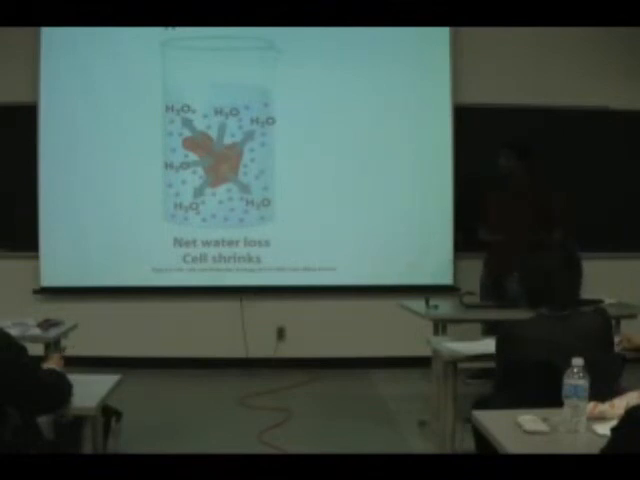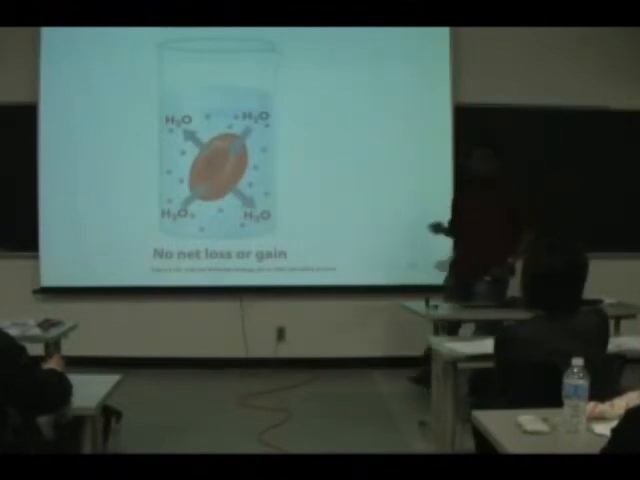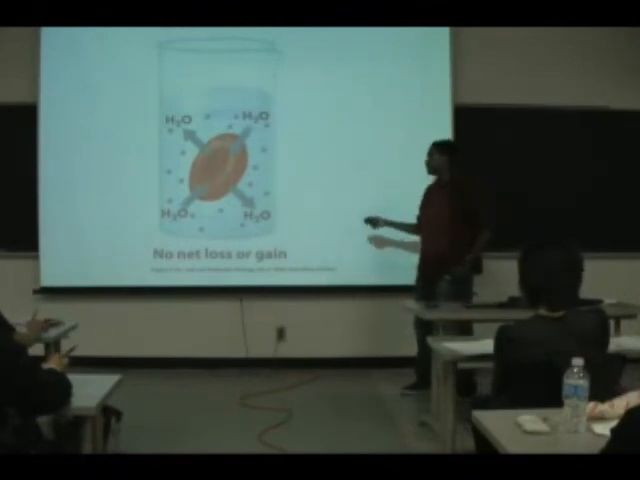Okay, we have other examples, such as this, which is isotonic. What does isotonic mean? Is the water not moving? It's moving in at the same rate that it's moving out. So it's isotonic, we have an equilibrium there.